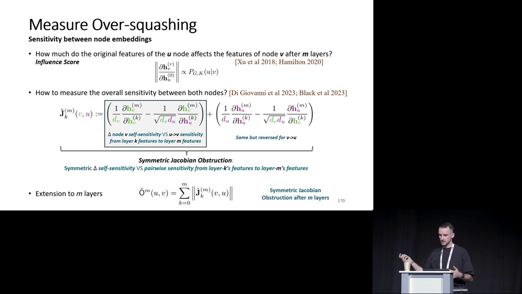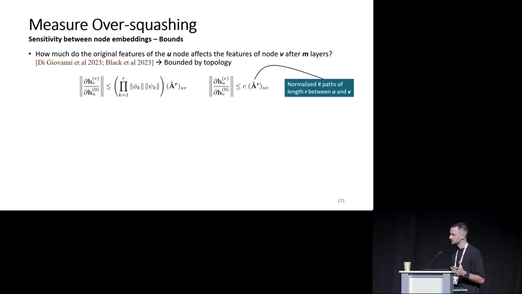And if we want to extend to m layers, we have this metric here, which is just, okay, do it for every layer up to m. And why is this interesting? Because now I have a metric of the pairwise sensitivity between nodes: how the features of one node affect the features of the other after m layers, right? So how does this metric behave? There are also some bounds proposed by Di Giovanni et al. and by Michael Black et al. last year at ICML: the normal sensitivity is upper bounded by the structure of the graph, by the normalized number of paths, as we showed before.